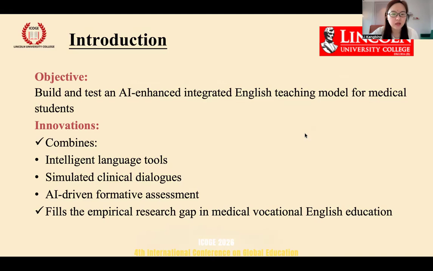So what did I do? I set out to build and test an AI-enhanced integrated English teaching model specifically for medical vocational students. This model has three key innovations. First, it uses intelligent language tools like AI vocabulary and pronunciation systems. Second, it creates simulated clinical dialogues where students can practice realistic scenarios. And third, it includes AI-driven formative assessment that gives students real-time feedback.